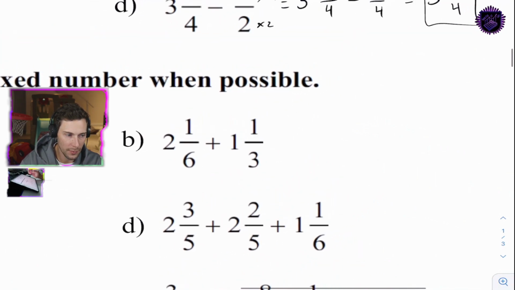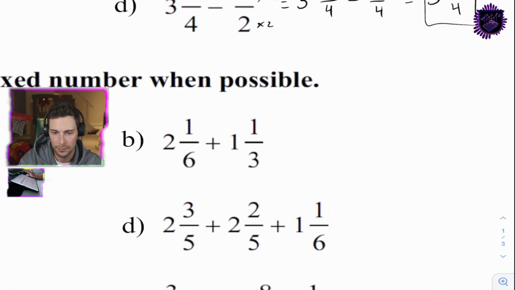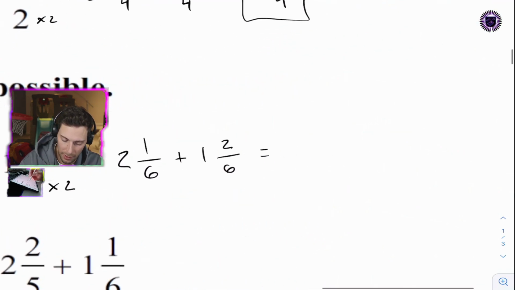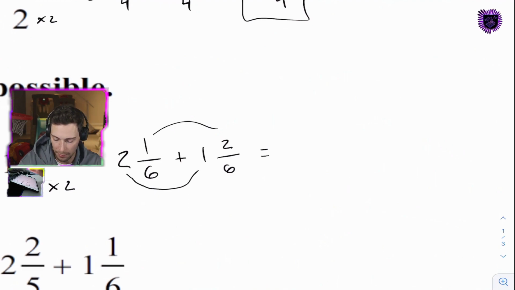B. So 2 1/6 plus 1 1/3. This is one of those fractions where we only need to work with one side because the lowest common multiple is one of the denominators already. So I'm going to multiply this side by 2, rewrite my whole statement. 2 1/6 plus 1 2/6. This is going to equal, next step, add my whole numbers, add my parts, and then simplify.